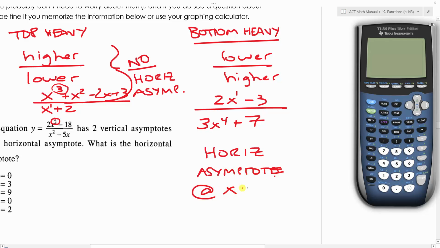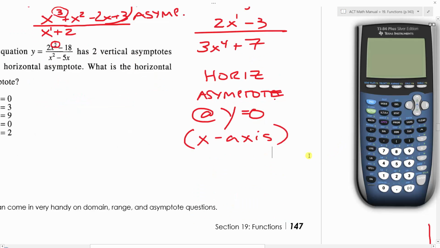at x equals 0, sorry, that is not correct. Let me get rid of that x. That was my fault. At y equals 0, and that is otherwise known as the x-axis. The line y equals 0 is the x-axis. It is the horizontal line that is the same as the x-axis. So again, bottom heavy means you have a horizontal asymptote on the x-axis.